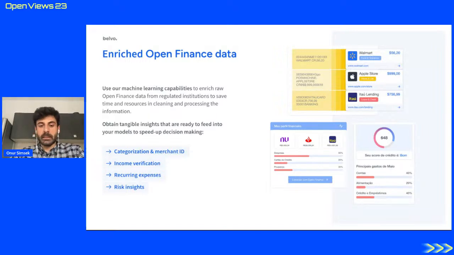Today, with our technology, we provide some enrichment products. I would like to mention those products and what kind of problems we try to solve with them. The first one is categorization and merchant ID. Here we do categorization and try to detect the merchant. Income verification: we try to detect income from open finance data. And in the same way, recurring expenses and risk insight. On the following pages, I will provide more information about each of them.